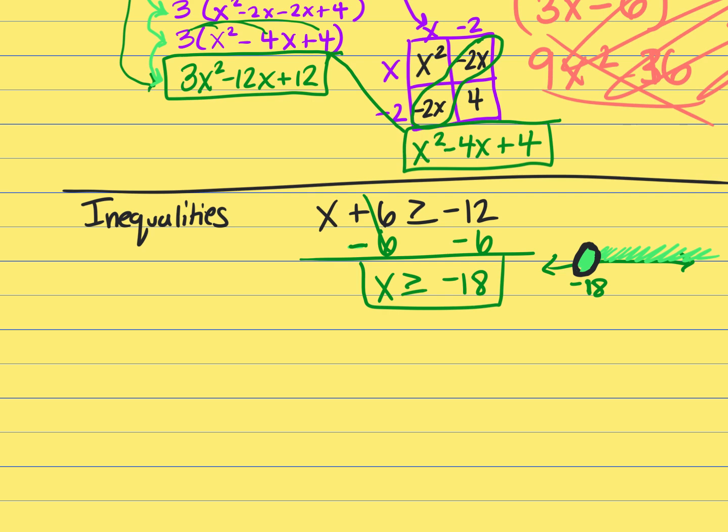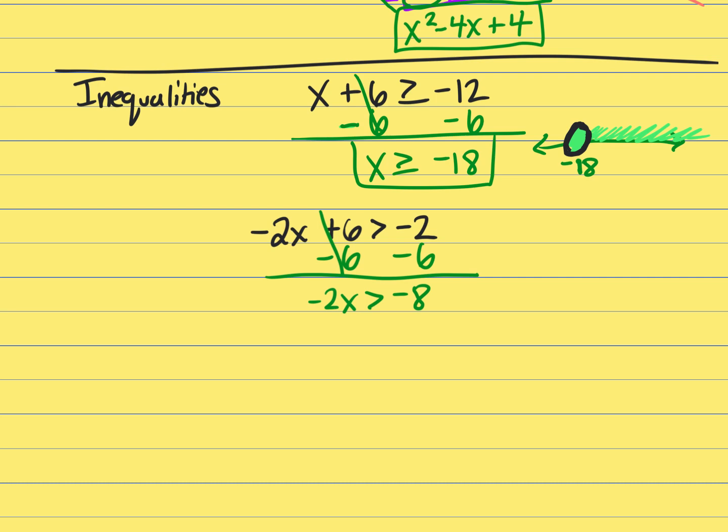Now, what I really wanted to review with you is this. Let's say you have negative 2x plus 6 is greater than negative 2. Now, remember, your inequality flips when you divide or multiply by a negative. Only divide or multiply, though. So I'm going to start by subtracting the 6 first. And then I'm left with negative 2x is greater than negative 8. Now, in this step, I'm dividing by a negative number. Since I am dividing by a negative number, what happens to my inequality? It flips.